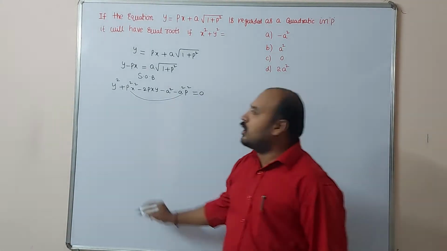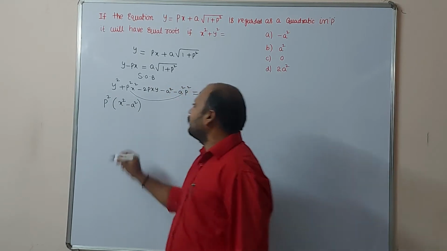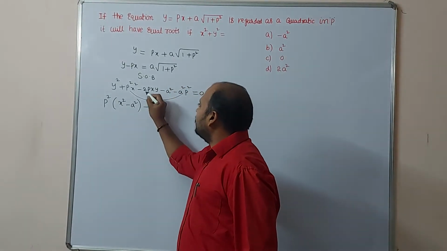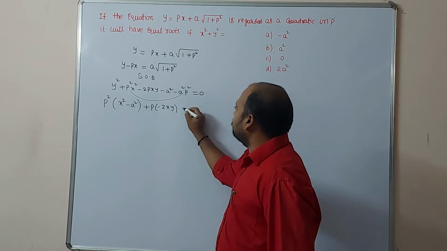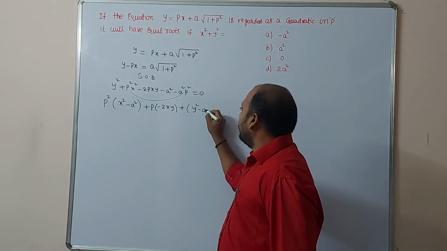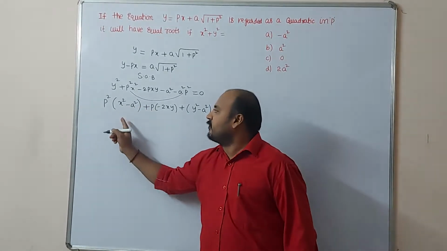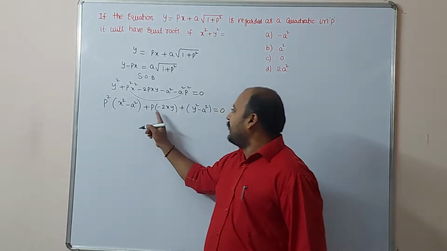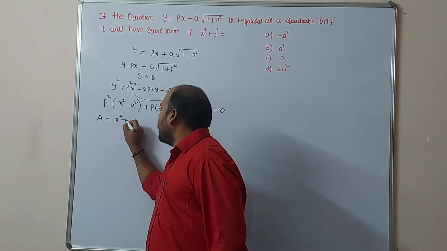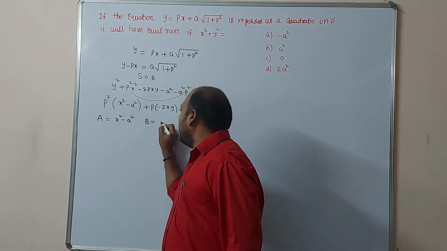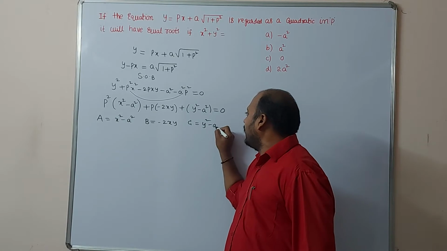From these two I am taking common p square. So p square into x square minus a square. Next, from here minus 2px is there, so p into minus 2xy. The rest of the terms, y square minus a square, is equal to 0. It is a quadratic equation in terms of p. So compare this with A p square plus B p plus C equal to 0, where capital A is equal to x square minus a square, capital B equal to minus 2xy, and C equal to y square minus a square.